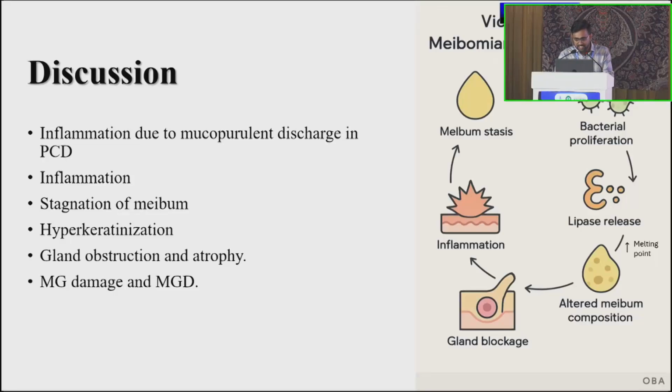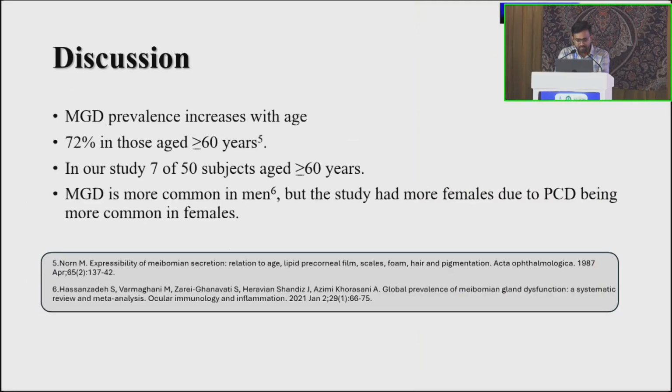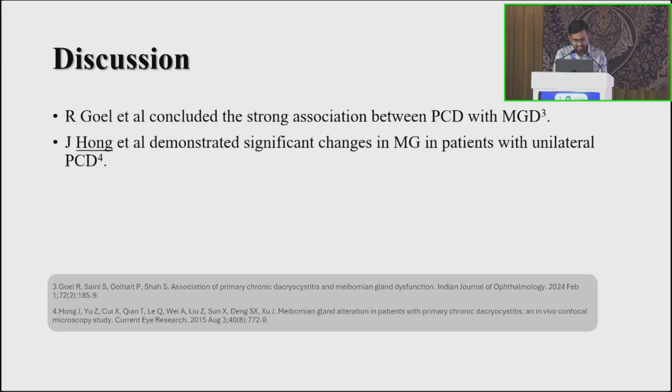Discussion: MGD is a vicious cycle in PCD. Chronic inflammation causes meibum stagnation and hyperkeratinization, and the melting point of the meibum is increased. This leads to gland obstruction and atrophy, leading to MG damage and MGD. MGD prevalence increases with age, 72% in those aged more than 60 years. In our study, 7 out of 50 subjects were aged 60 years or more. MGD is more common in men, but the study had more females because PCD is more common in females.